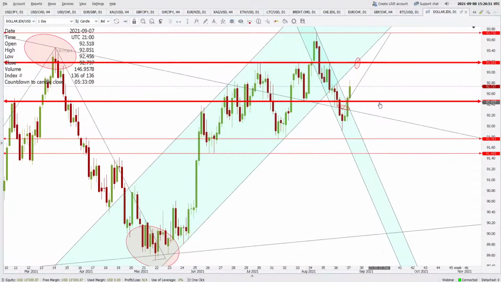If you are going to buy the US dollar, you should be cautious about it, because 93.18 in the dollar index is the immediate resistance now, and the immediate support is sitting at 92.45.